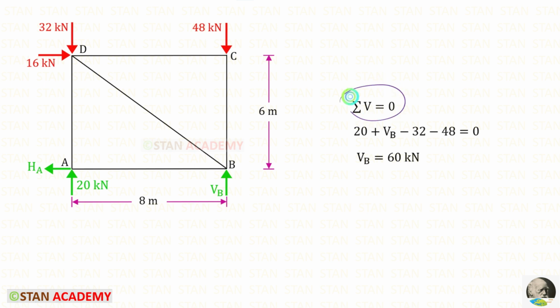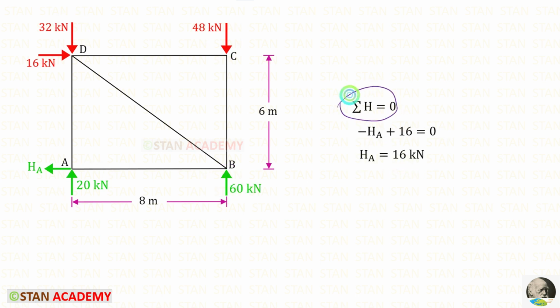Let us apply this rule and find VB. VA and VB are acting upwards, so both of them are positive. These two are acting downwards, so both of them are negative. For VB, we will get 60 kilonewton. Let us apply this rule and find HA. This is acting towards the right side, so it will be positive. HA is acting towards the left side, so it will be negative. For HA, we will get 16 kilonewton.